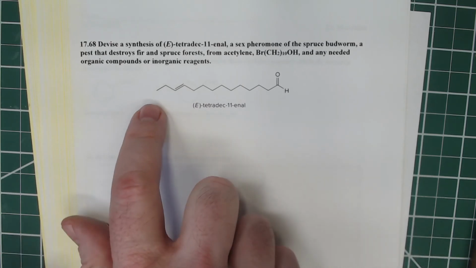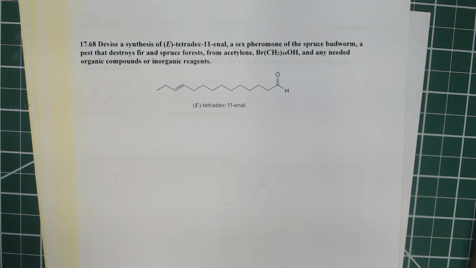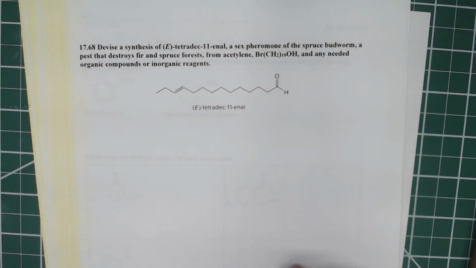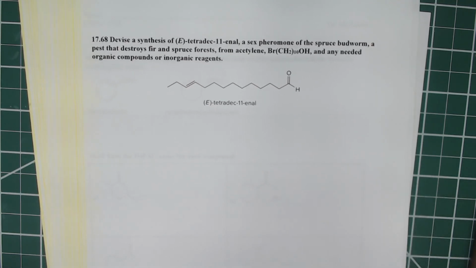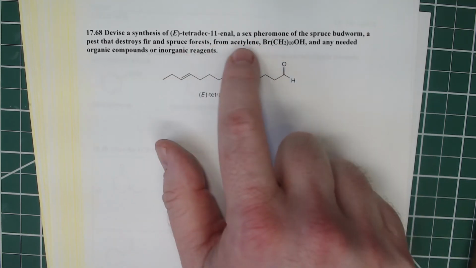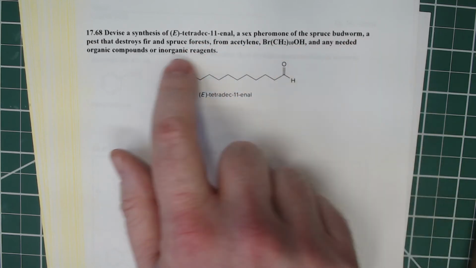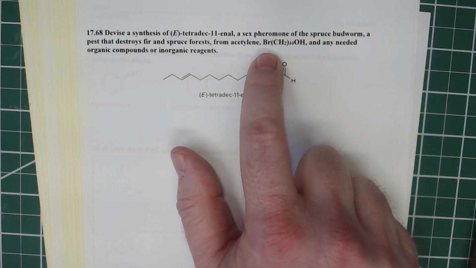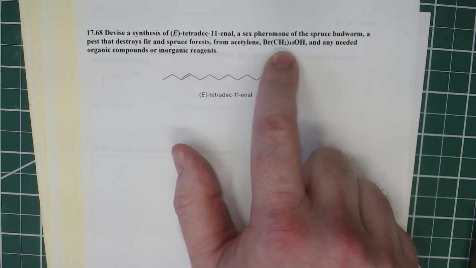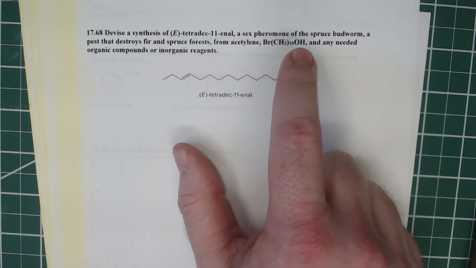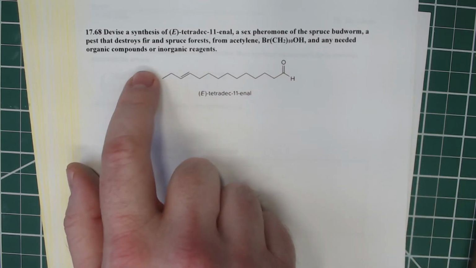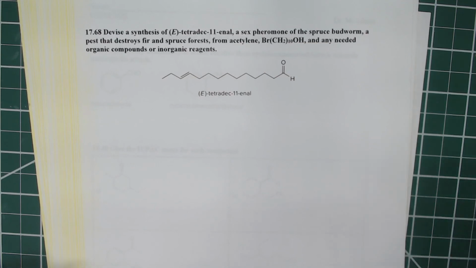So we want to devise a synthesis for this E-tetradeca-11-enal. This is a somewhat involved synthesis. So we want to get this from this bromo alcohol compound. We're going to draw that out, and then add any organic chemicals and inorganic reagents that we need.